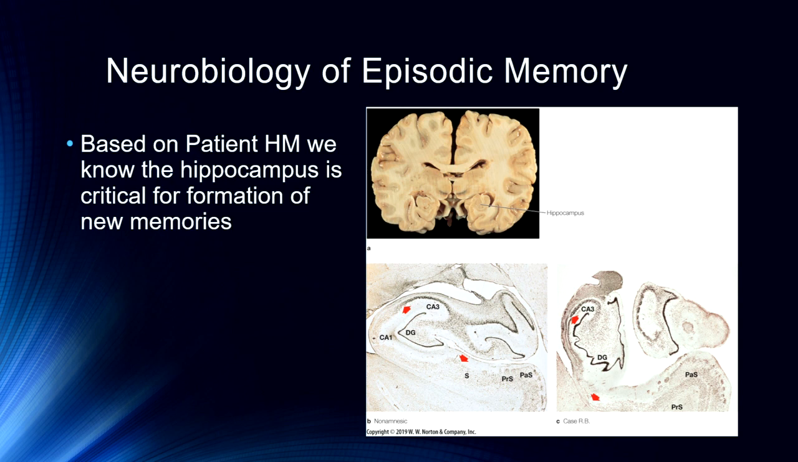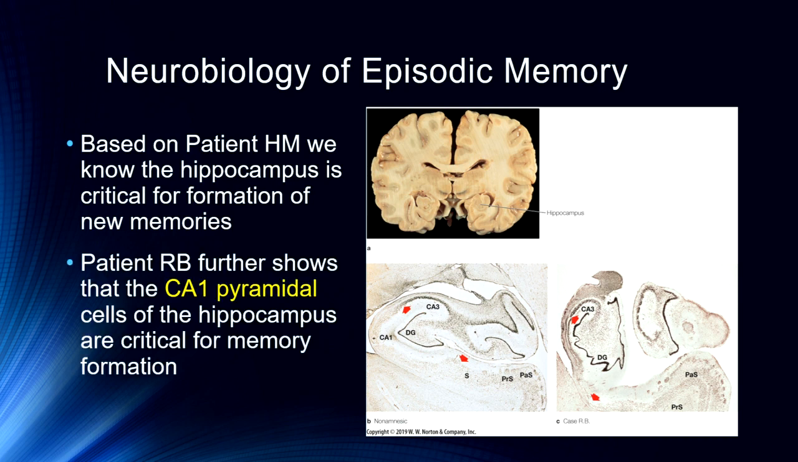Based on patient HM, we know that the hippocampus is critical for the formation of new memories. Patient HM, of course, had most of both his left and right hippocampi removed, along with some of his medial temporal lobes. He was no longer able to form new episodic memories. That is, he wasn't able to form any new memories of his experiences. He did learn. He had intact procedural learning, semantic priming, and even some intact semantic memory learning, but pretty degraded. So mostly his episodic memories were involved.